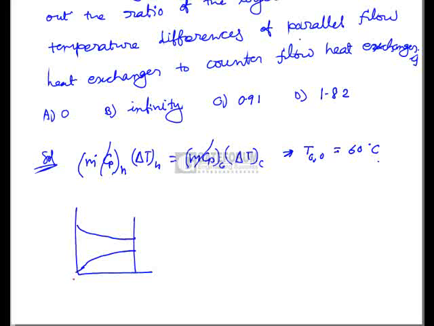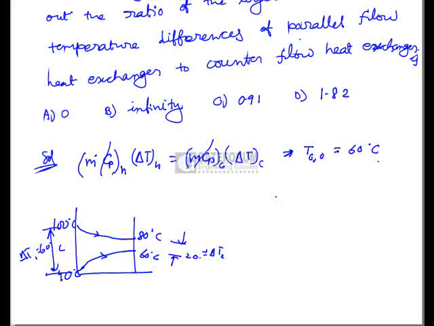So let us say this is at 40 degrees centigrade and this is 100 degrees centigrade. Hot fluid enters at 100 degrees centigrade and leaves at 80 degrees centigrade, and here cold fluid enters at 40 degrees centigrade and leaves at 60 degrees centigrade. So the difference at the exit is equal to 20 and difference at the inlet is equal to 60. So let us say this is delta T1 and this is delta T2.